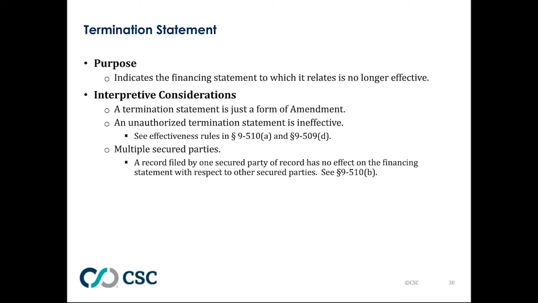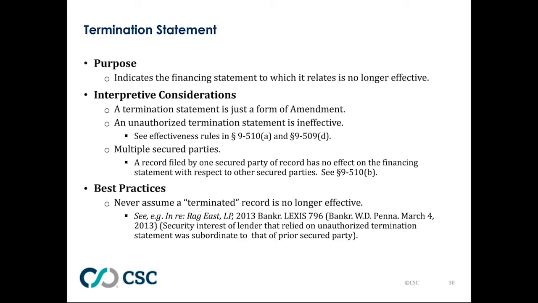But that authorization isn't required to be indicated on the face of the public record. As a result, a record filed by one of multiple secured parties may be effective, but only with respect to the party that filed it. So an effectively terminated record would still remain effective if there are multiple secured parties. The only way to really figure this out is to conduct further inquiry.